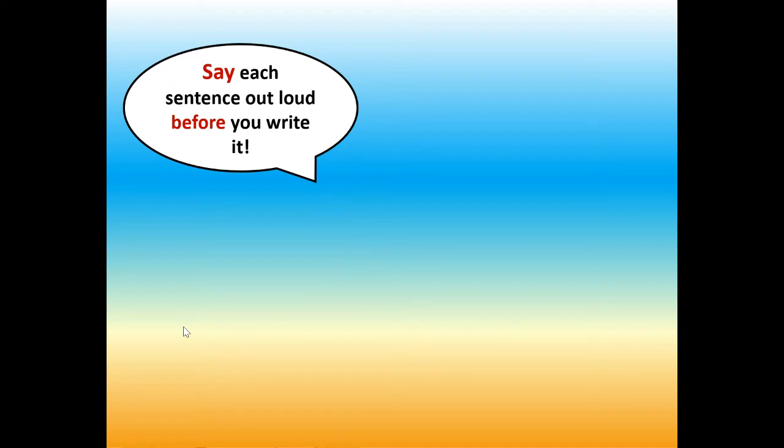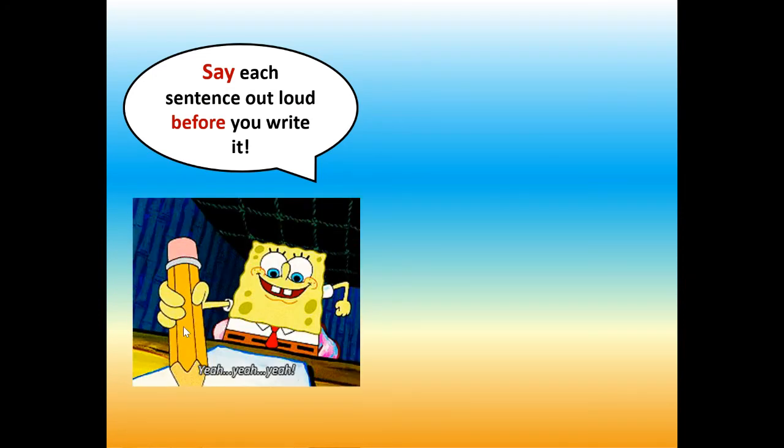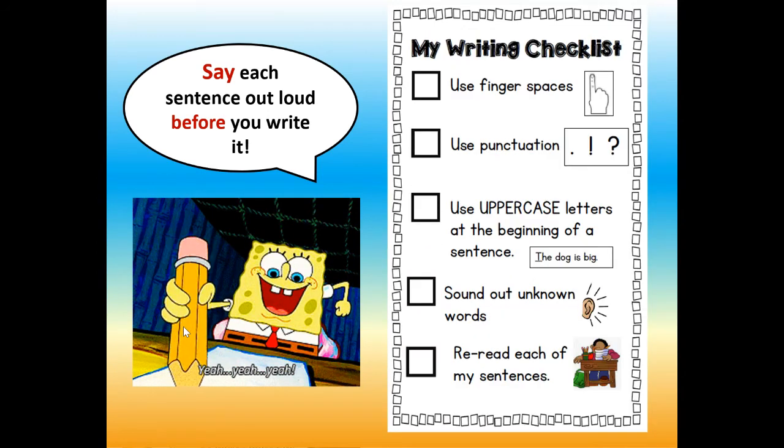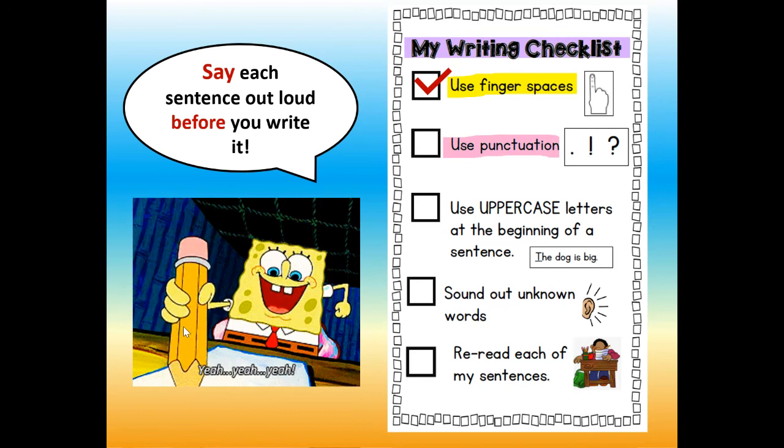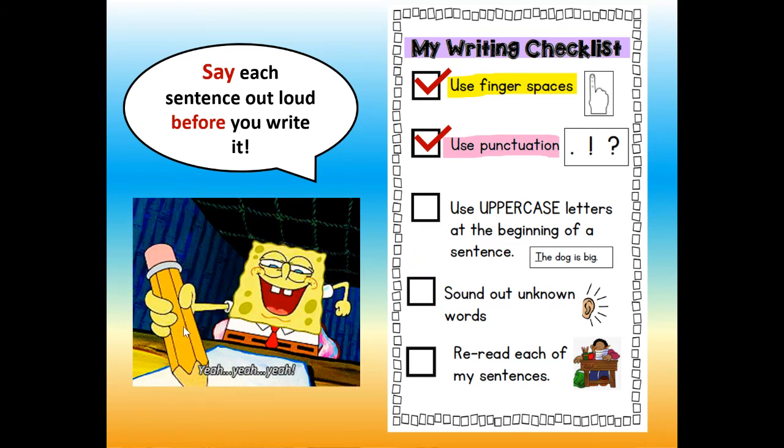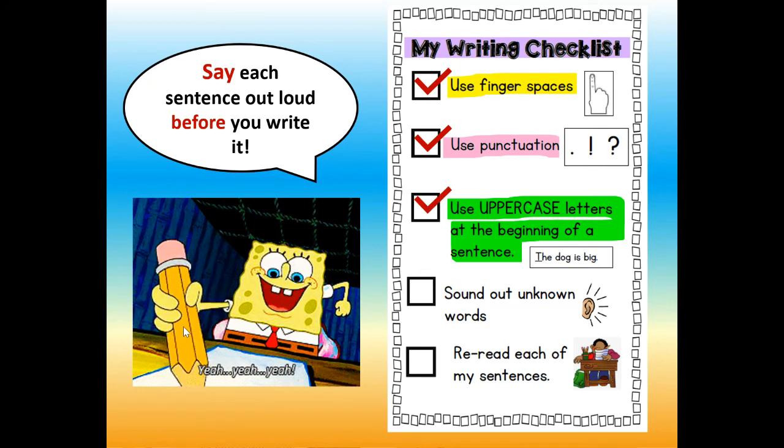I want to remind you that you need to say each sentence out loud before you write it and use your writing checklist. Make sure you use finger spaces between your words. Make sure you use punctuation at the end of each of your sentences, periods, exclamation marks, etc. Make sure you use uppercase letters at the beginning of each of your sentences, or capital letters at the beginning of your sentences and also for names, proper nouns.